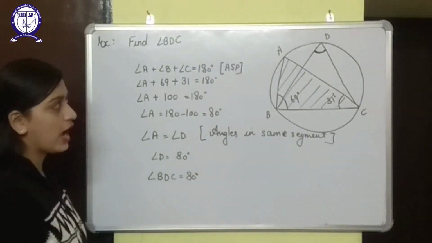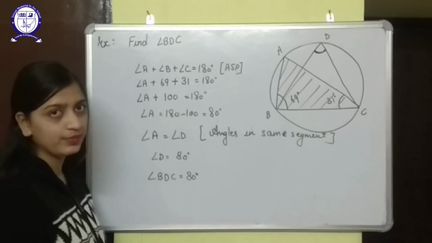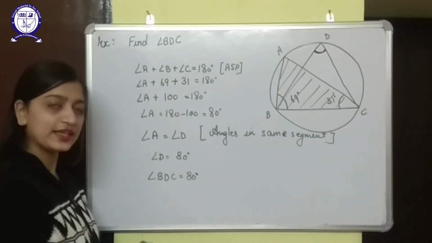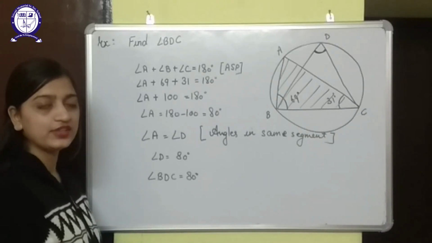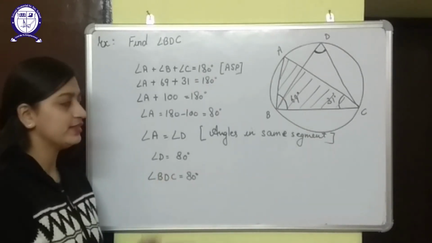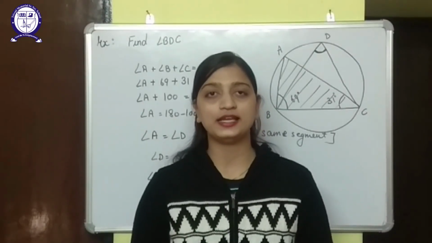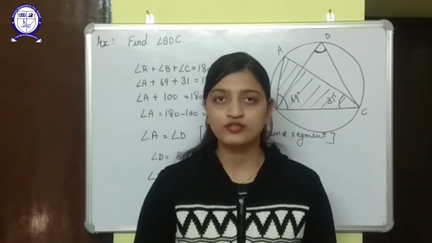So you can see how theorem 10.9 can be applied. You can directly find angle A by using angle sum property, and then angle D with the help of theorem 10.9, that is angles in the same segment. So these were the two theorems related to the arc of a circle.